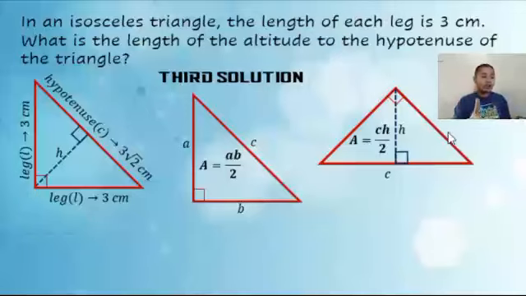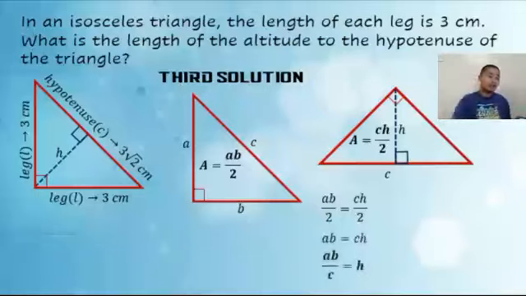So let us equate ab over 2 and ch over 2. Simplifying this one, we will have ab is equal to ch. Solving for h, divide both sides by c. So in that case, h now will be ab over c. So this is the formula when we are dealing with a right triangle. If we want to identify the altitude to the hypotenuse, we will just simply use this formula. Just like what I've said a while ago before presenting this third solution, for me, personally, this is the easiest.